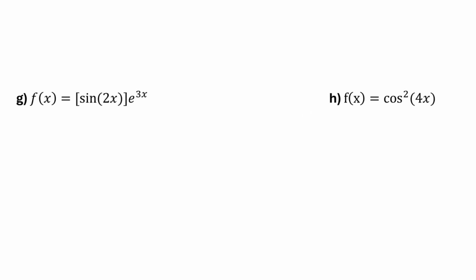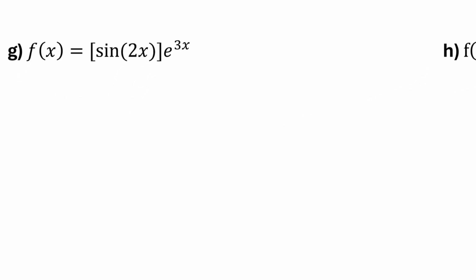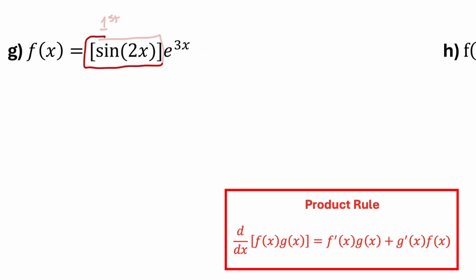Going on to g, I now have a product of two functions of x, a sine of 2x times e to the 3x. Because they're both functions of x, I'll need to use product rule. I've got my first function and my second function. Product rule says do the derivative of the first times the second, plus the derivative of the second times the first. Oh, and this time we have function notation, f of x.